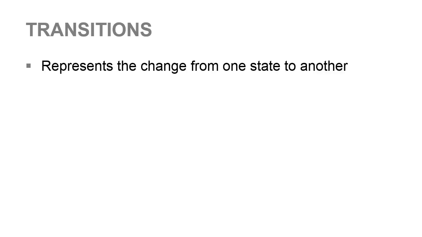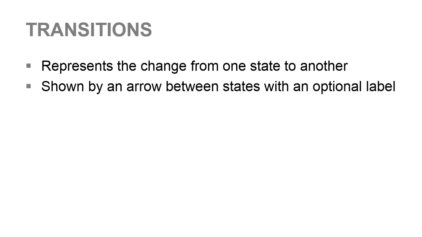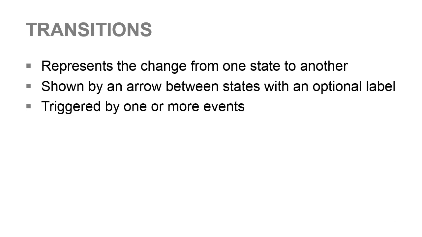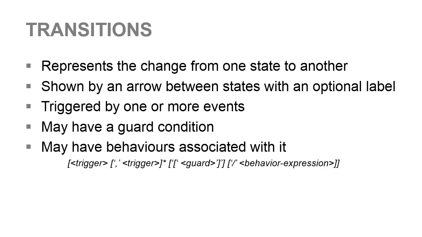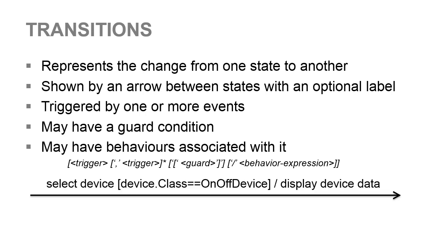Transitions represent the movements between states, or changes from one state to another. They're shown in the diagram by an arrow with an open arrowhead going from one state to another, or to some other kind of diagram element, usually those known as pseudostates or to a final state. They're triggered by one or more events and may have a guard condition associated with them. There may also be behaviors that are carried out as a result of the transition, but before entry into the next state. This is the formal syntax from the UML specification, and this is what it looks like in practice.